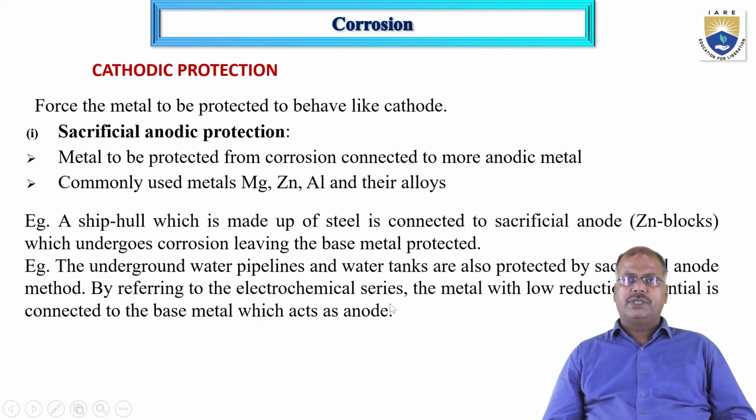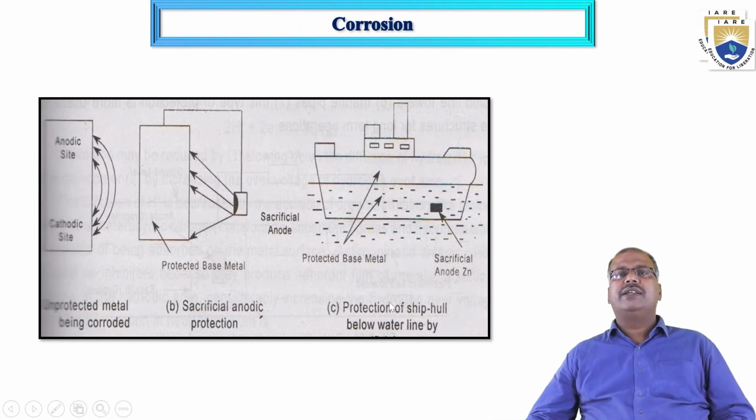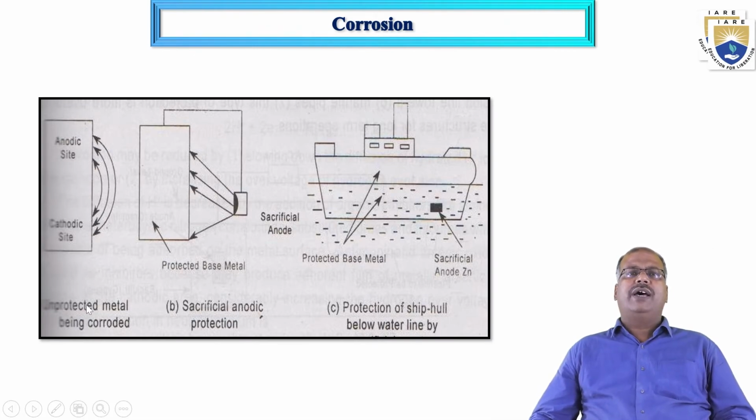Next, this is the diagrammatic representation, where in unprotected metal being corroded, we have cathodic sites, anodic sites, and electrons flow from anode to cathode. So this is just the unprotected, and now the protected base metal. You want to prevent corrosion in this place. So now you bring sacrificial anodic protection. You connect this area to be protected to another auxiliary anode.